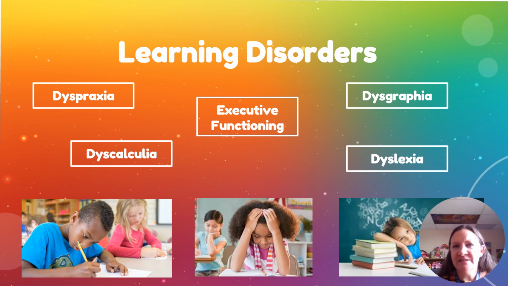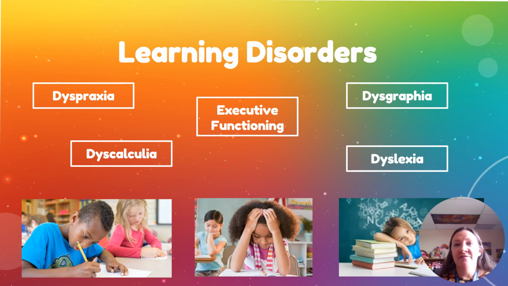Dyscalculia is a learning disability related to difficulties with mathematical concepts. It is approximately 3% in individuals with autism, which is actually comparable to the general population. It is said that there's a possibility that there's a little more than that, but ultimately dyscalculia is one of the learning-related disorders that seems to be about the same for neurotypical individuals versus neurodivergent individuals.